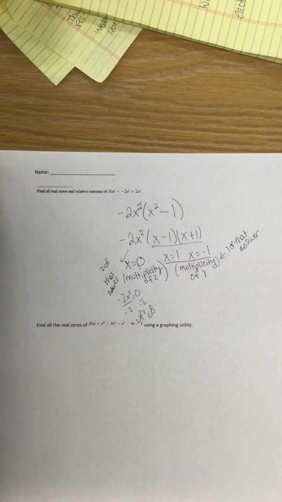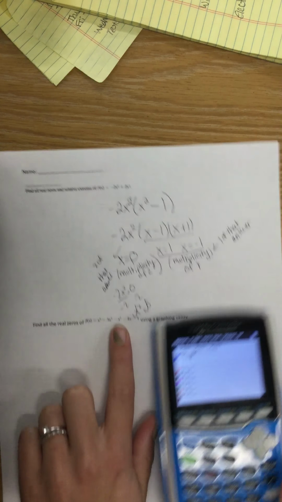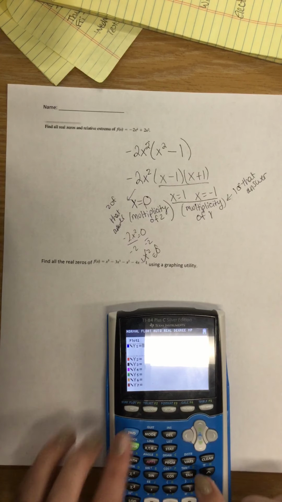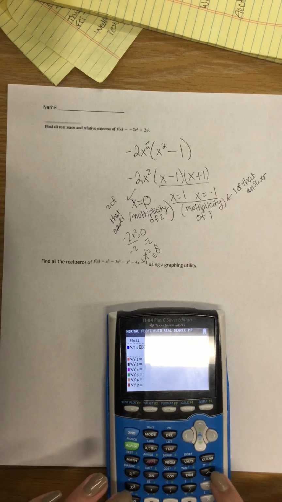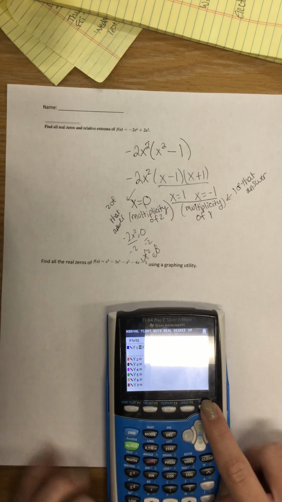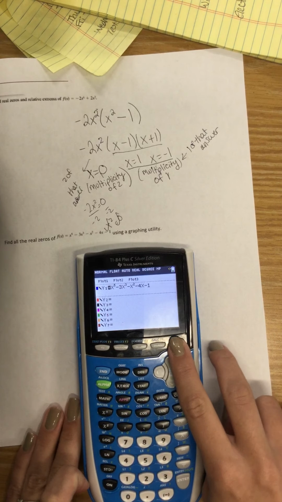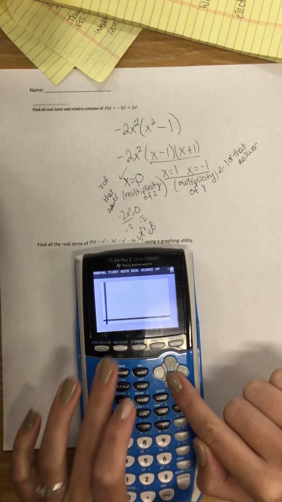Okay, last one just wants us to use a graphing utility to find the zeros, so I want to make sure that we're okay with how to do that. Y equals, and we're going to plug it in. X to the 5th minus 3x cubed minus x squared minus 4x minus 1. So once we get that there, I'm just typing it in. We're going to graph it, and my graph is in like a super weird window right now. So we're going to have to figure out how to make this look a little bit prettier.